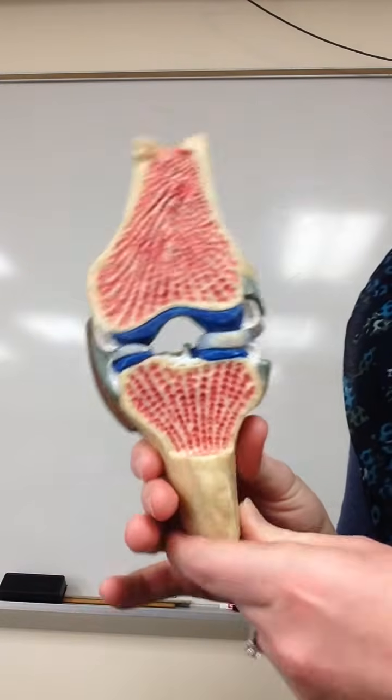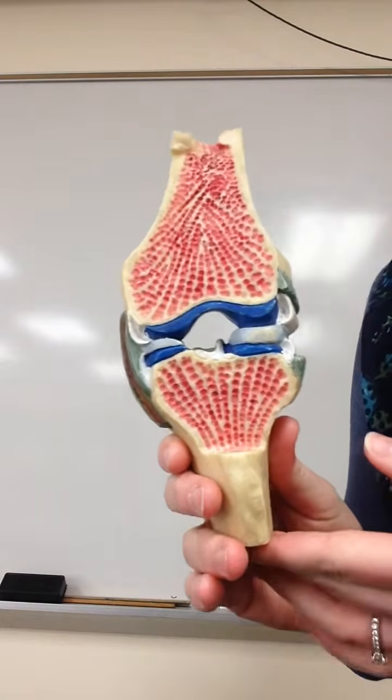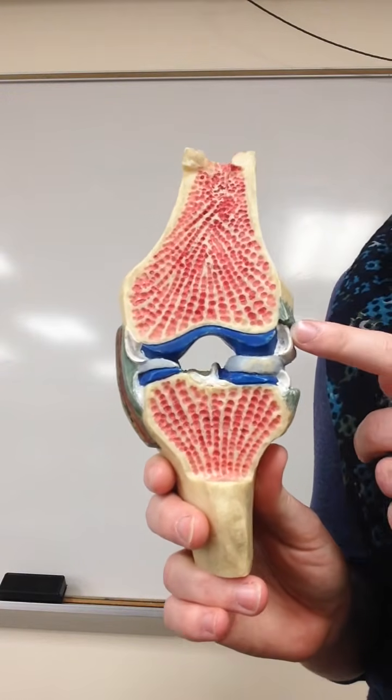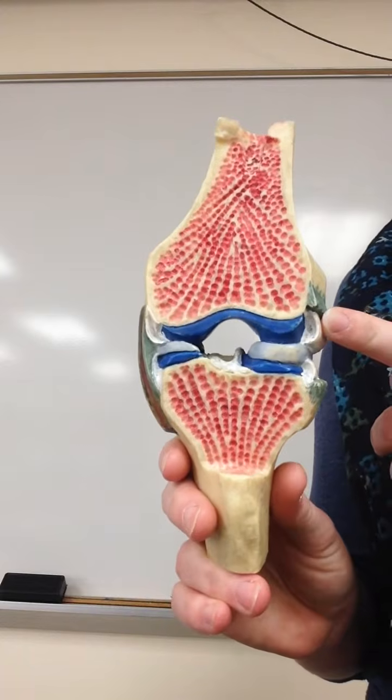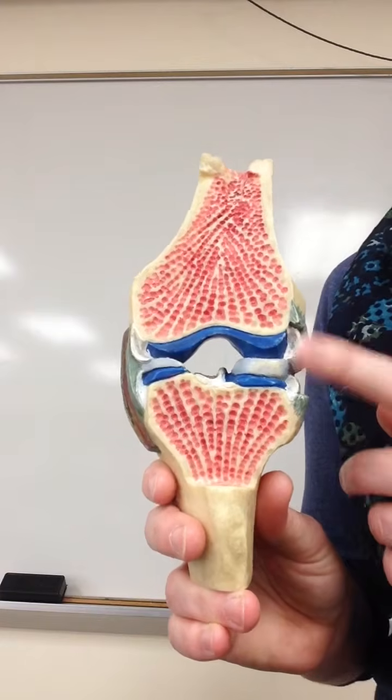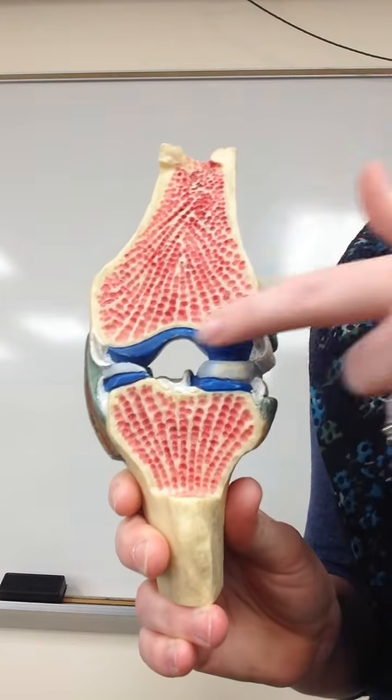This is a model showing your knee here. So this is the knee joint, and one of the locations where we find hyaline cartilage will be at the articulation surfaces of long bones. So you can see here's one of the ends of the long bones.